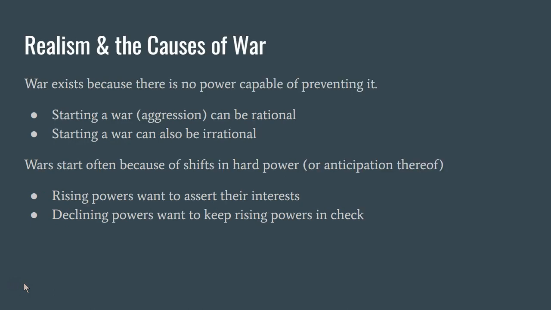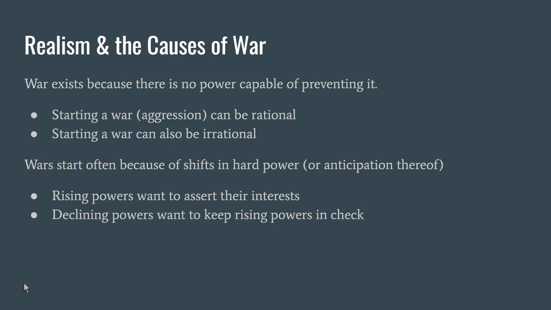Realism and the causes of war. So for realists, ultimately war exists because there's no power capable of preventing it. In other words, war is a permanent part of the human condition. It's never going to go away, no matter how much we wish that it would. This is for two main reasons. One, starting a war, aggression can be rational for states. It can make sense from a cost-benefit perspective to try and conquer a neighbor. It's risky, but the payoff is often large enough that starting a war could be rational.